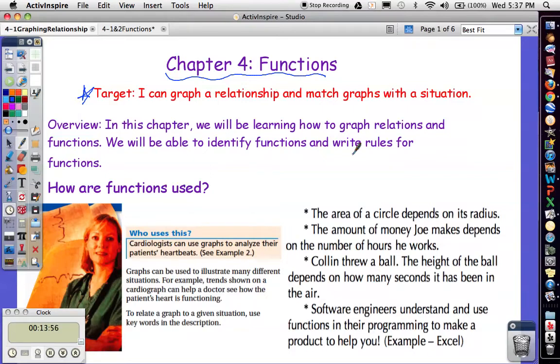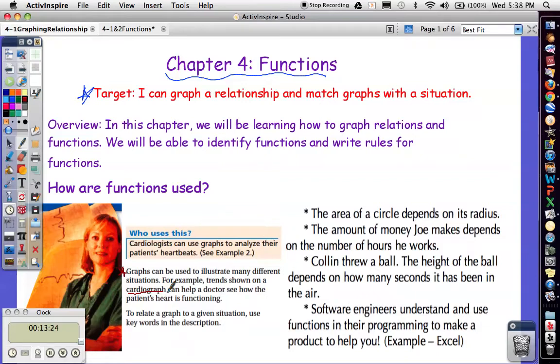So how are functions used? Right now I just want you to think of a function as a relationship or a graph. We will more formally define it tomorrow. The book gave you one example at the start of this chapter, how a graph can be used to illustrate many different situations, such as a cardiograph can help a doctor to see how the patient's heart is functioning. So you can often relate a graph to a given situation. In this case, the graph represents how the heart is functioning. There are lots of things that you can graph.